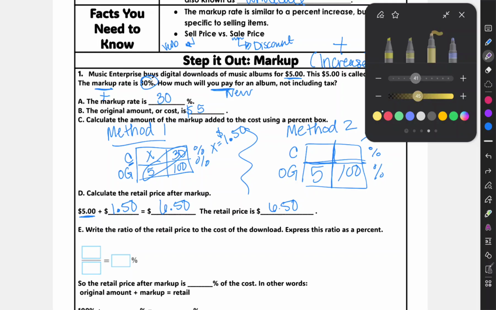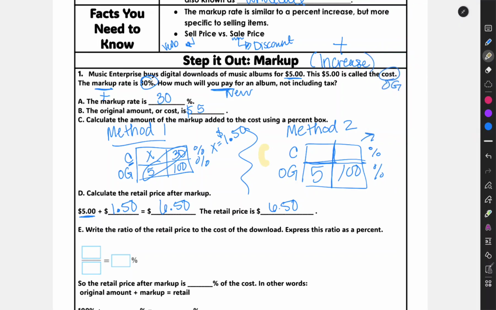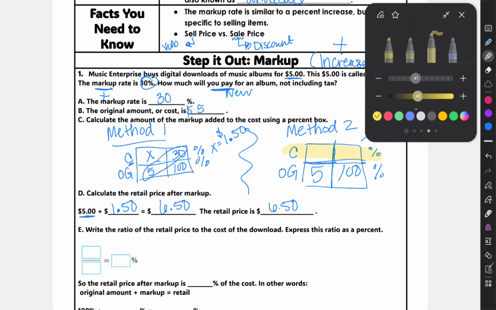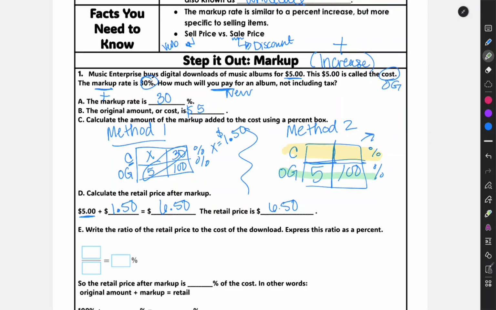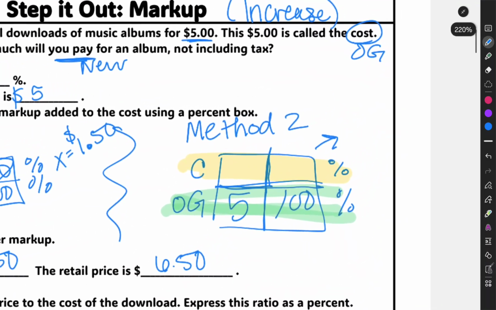See if I can get this highlighter. Okay. So, sorry. This row represents change, while the bottom row represents original price. So one of the ones in the change box has to change.